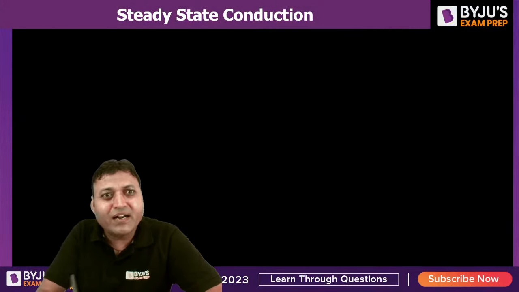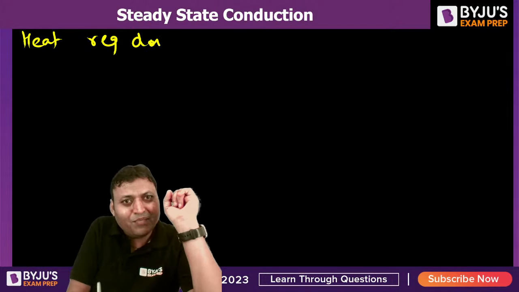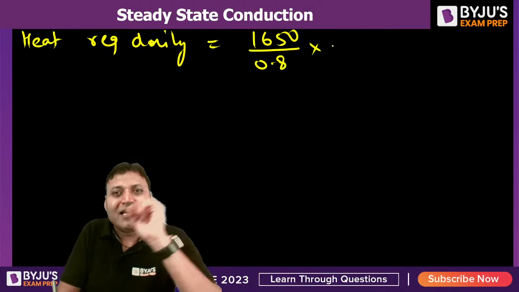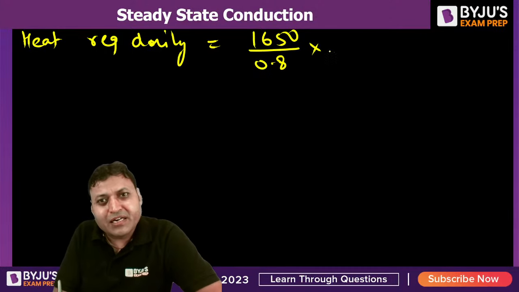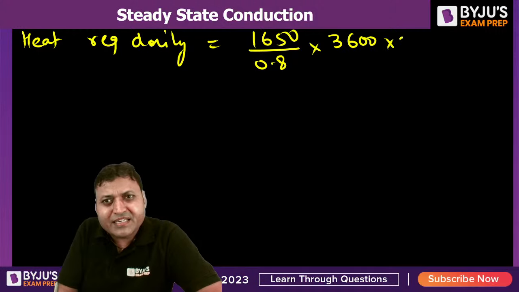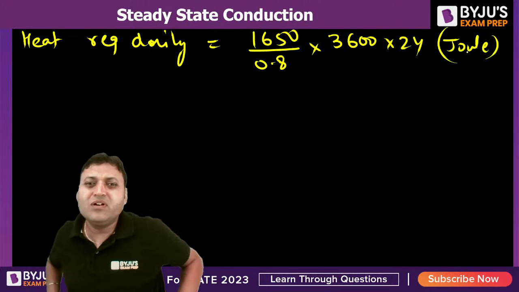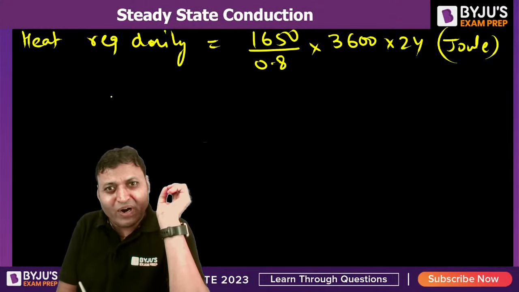So daily heat required, daily means every day, that is 1650 by 0.8 into, second should be replaced by the hour. It will be 36 into 24, isn't it? That will be the joule. That is the heat required daily.